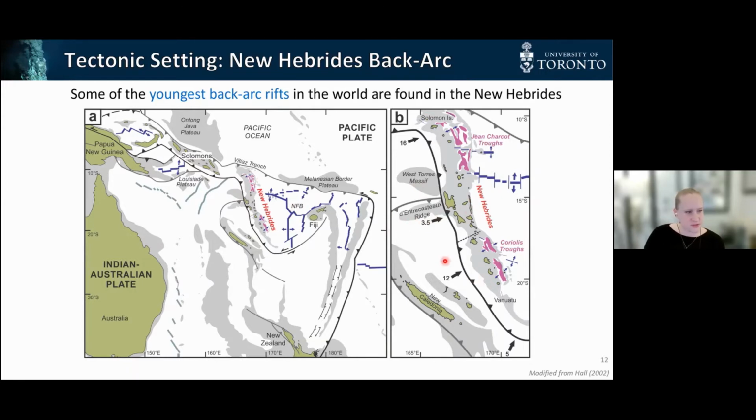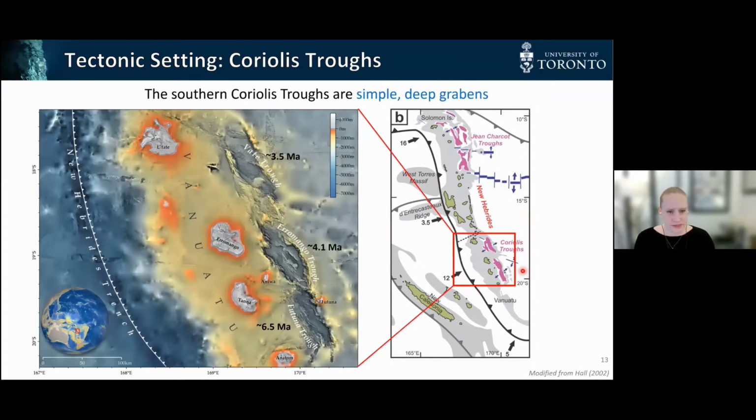And so that's resulted in shortening and thickening in the central section, whereas we have continued fast convergence rates in the north and south, continued rollback and extension in the back arc area. So this has basically segmented the entire arc into the north, central, and southern areas. And so I'm going to first talk about what's happening in the south, the Coriolis troughs.